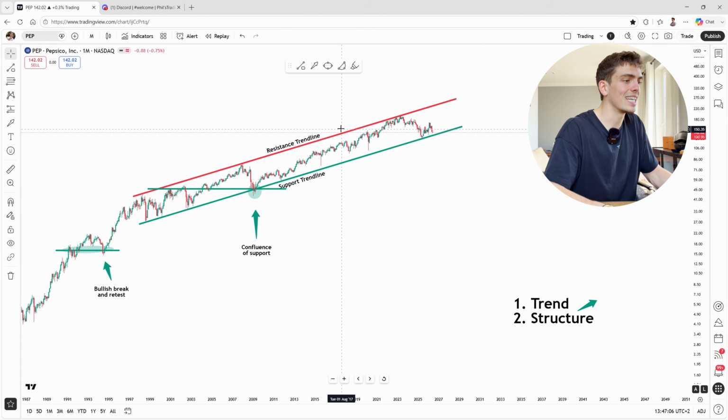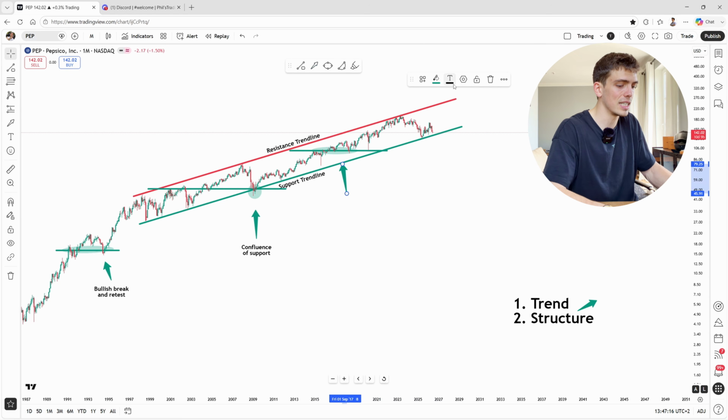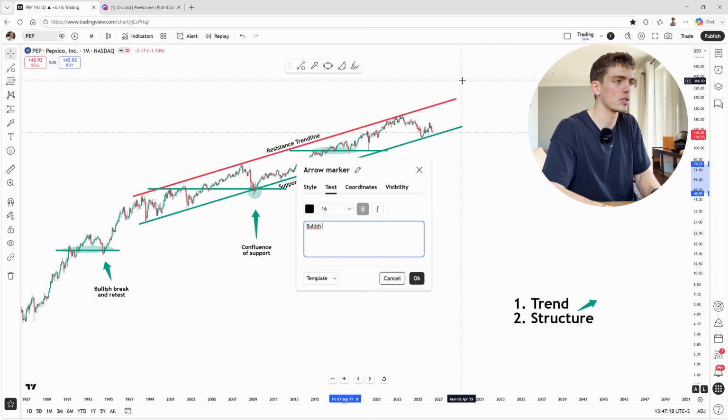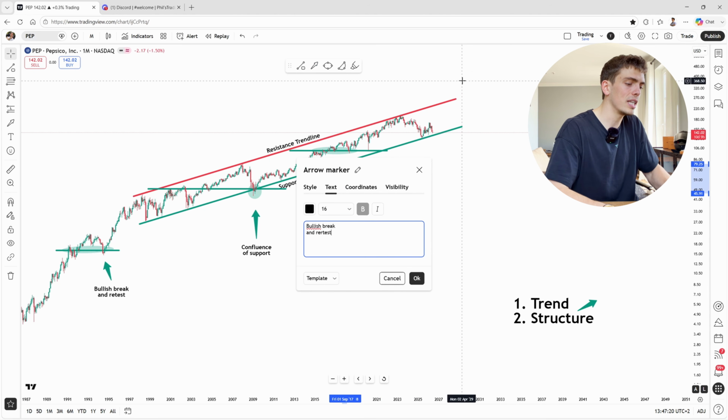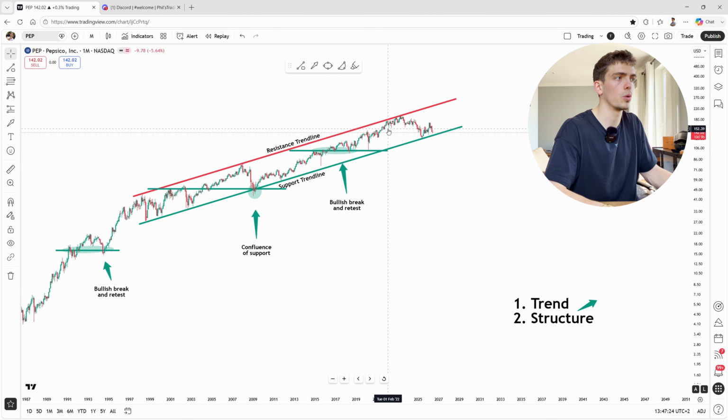We then witnessed another bullish break and retest back in the year of 2018, where PepsiCo created previous resistance in 2014, broke above this previous resistance in 2016, and came back to retest this structure in 2018, creating this very nice bullish break and retest, followed by this underlying trend continuation towards the upside.